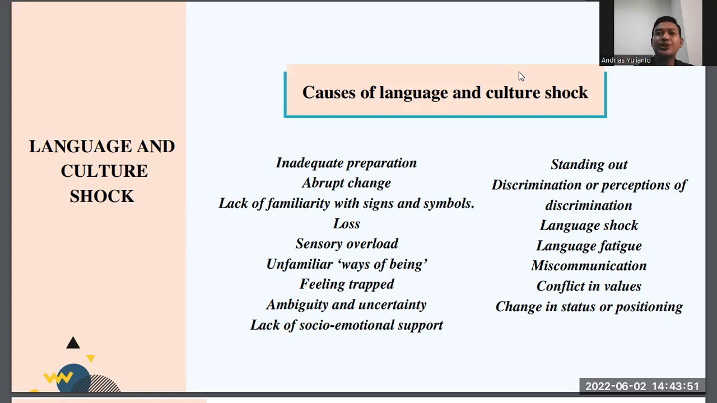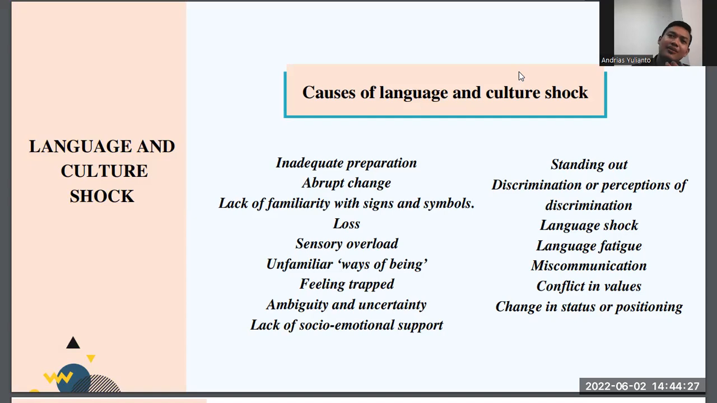Loss. Actually, when we move to a new environment, we leave behind much of what is familiar to us, right? Some people experience intense feelings of grief and loss as they miss their first language, people, places, and other aspects such as food, expressions of courtesy, sounds, smells that are dear to them in their home environment.